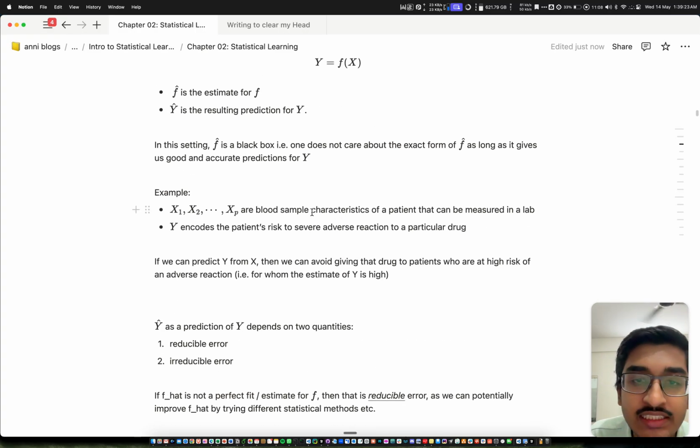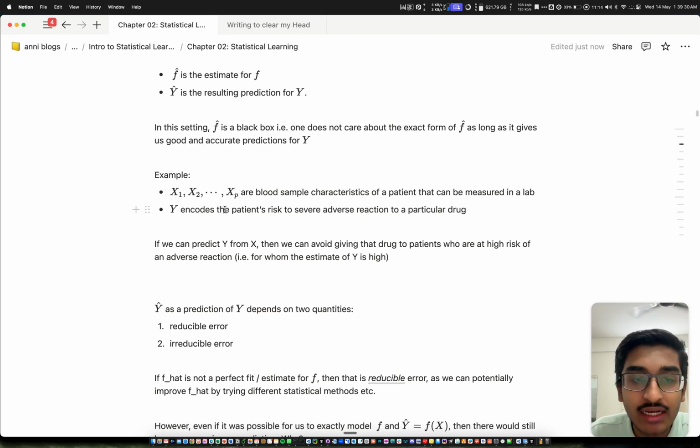Let's say we're in a hospital scenario, and x1 to xp are blood sample characteristics of a patient that can be measured in a lab, and y encodes the patient's risk for an adverse reaction to that drug. If we can predict y from x, that would be really nice. If I have a drug and I do a bunch of chemical tests in a lab, and I have some algorithm I can pass it into, and I can predict the risk of a particular patient getting an allergic reaction or an adverse reaction to that drug, that would be nice, right?